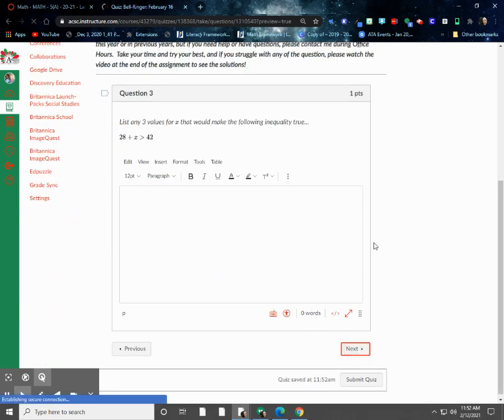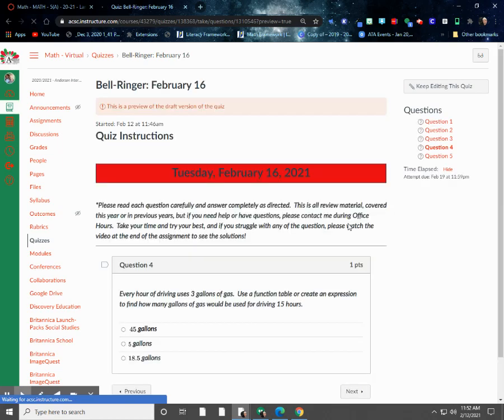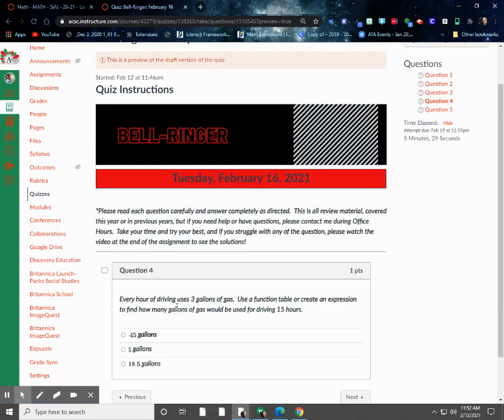All right, moving on. For number 4, it says each hour of driving uses 3 gallons of gas. Use a function table or create an expression to find out how many gallons of gas would be used for driving 15 hours. So I know that 3 gallons times however many hours I've got. So I'm going to say if H equals the number of hours I have, I can multiply that by 3. And that should give me 15 here.